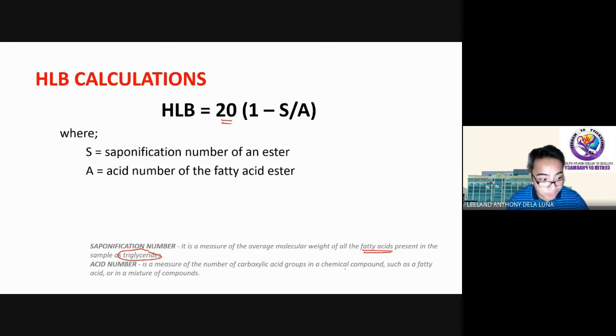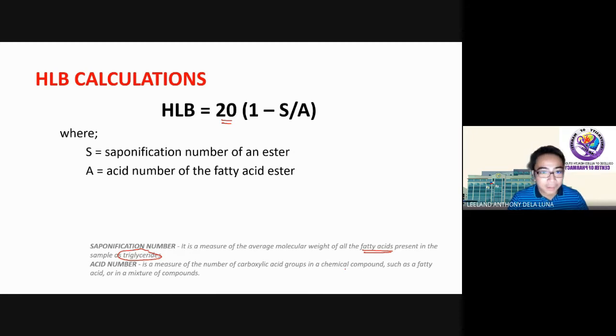Okay? Pero kasi we want to be more technical, saponification number is the amount of potassium hydroxide needed to saponify 1 gram of your fat. Okay, pero never mind. Hindi naman natin, hindi yan ang concern natin dito. An acid number naman, class, on the other hand, is a measure of the number of carboxylic acid groups in a chemical compound such as a fatty acid or a mixture of compounds. Okay? So hindi naman kayo pakukumpute ng saponification number at saka acid number. Kung magpapakumpute man ako nito, ibibigay ko na yun sa inyo.